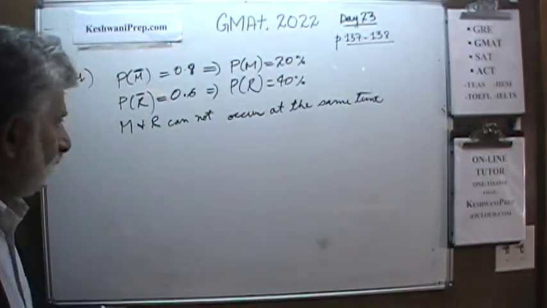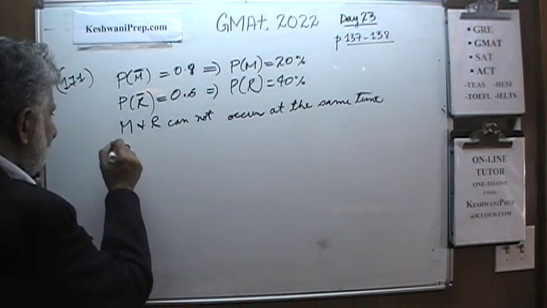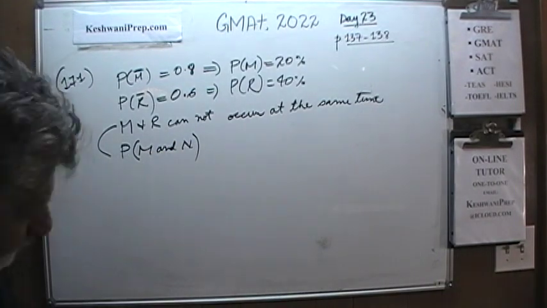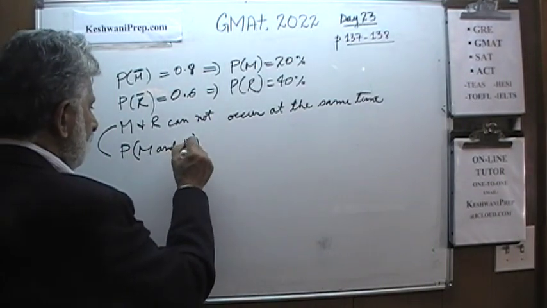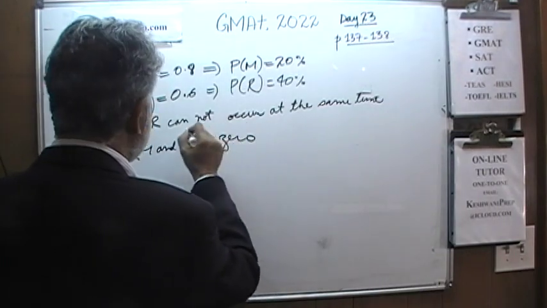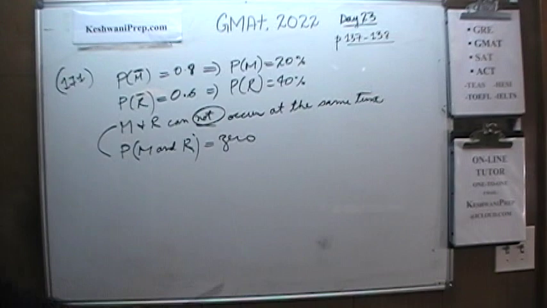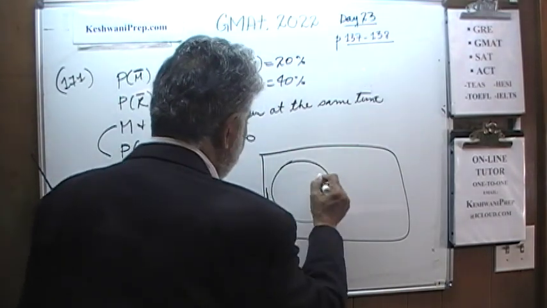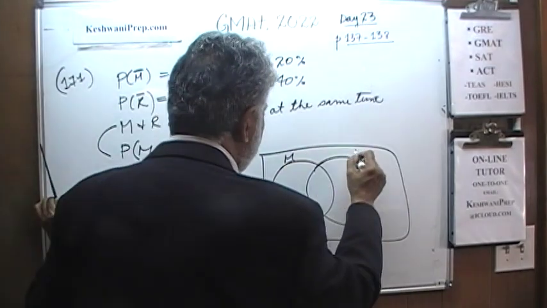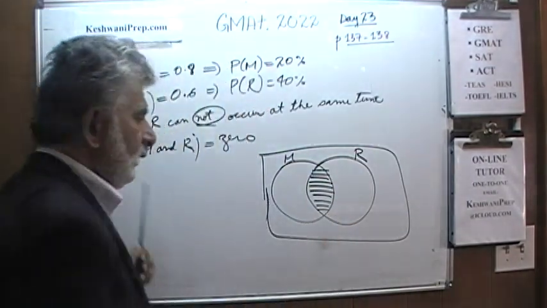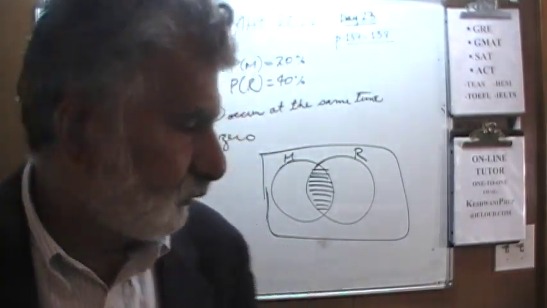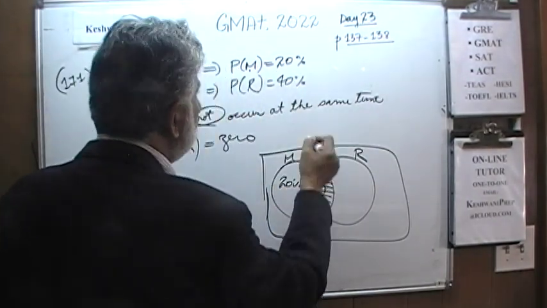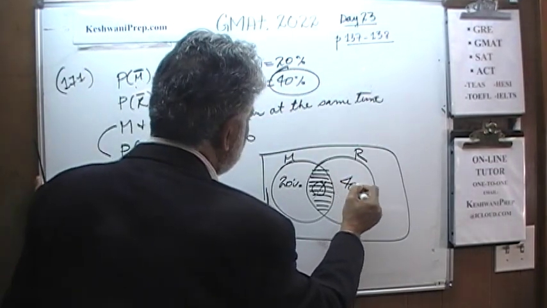The question is, how do we write it in the language of math? This is how we write it. This tells us that the probability that M and R will occur at the same time is zero. Because we are told they cannot occur. So the odds that they will both happen is zero. If you want to understand in terms of a Venn diagram, this is what it looks like. Here we have event M and event R, and this area represents the odds that they will both happen at the same time, and that is zero. The odds that M will happen is 20%, because this is a zero, and odds that R will happen is 40%.